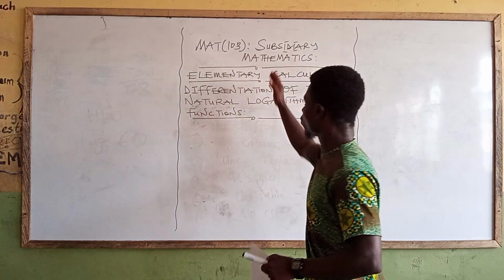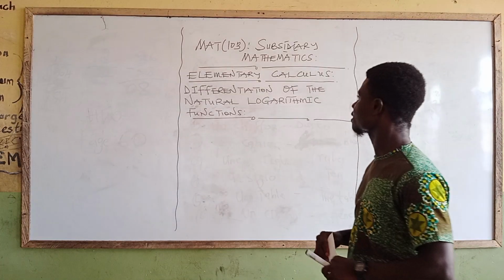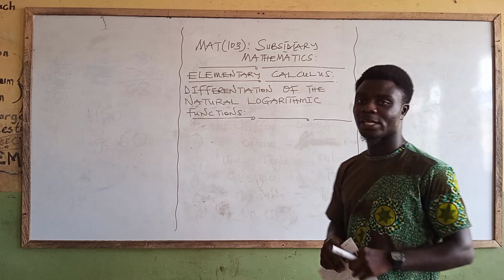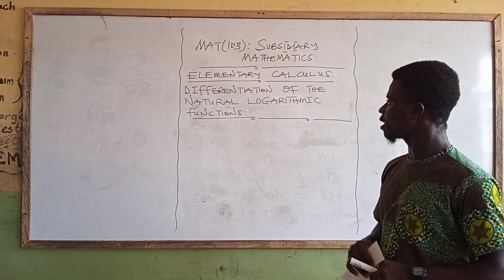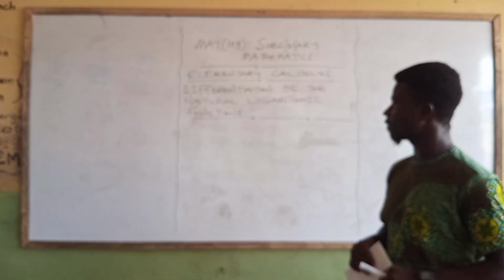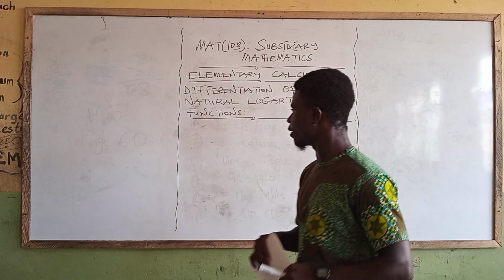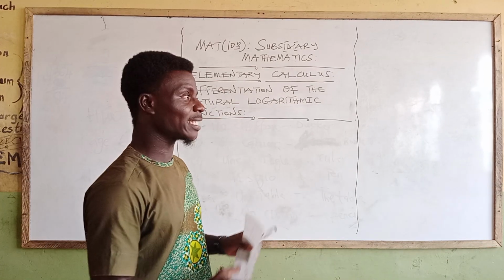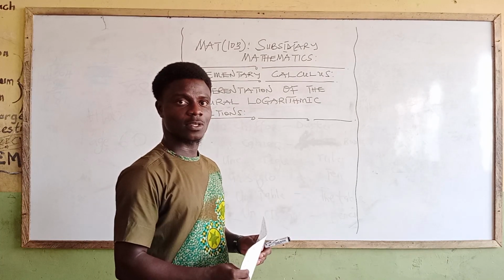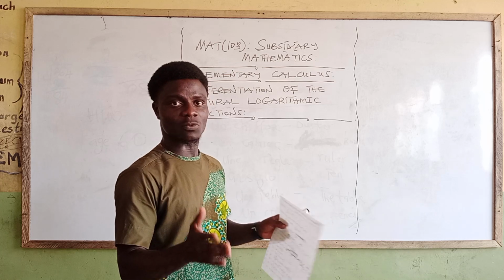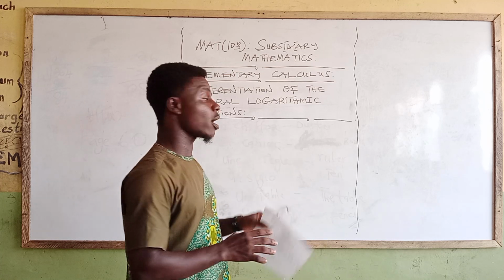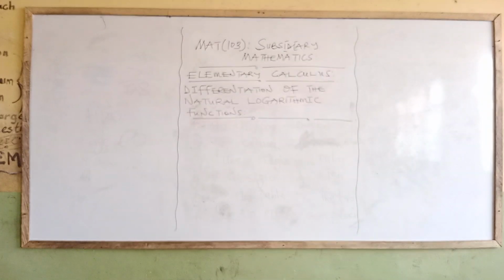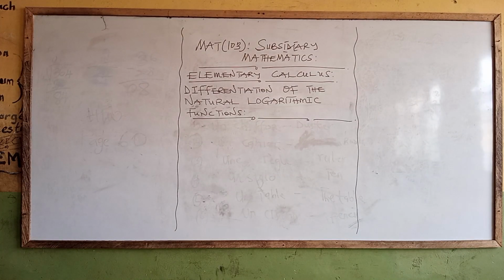We are still on Math 103, Subsidiary Mathematics, which is elementary calculus. This time around, we are concentrating on the differentiation of the natural logarithmic functions. How best can we differentiate the ln functions, which is the natural log functions? So now let's see.